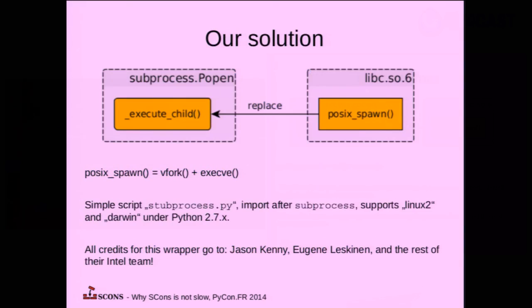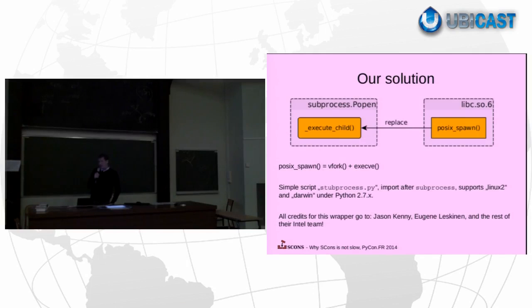What we have currently is a simple script. It's called subprocess.py and was created by some people at Intel. They are working on an SCons extension called Parts. This is Jason Kenny and his team. What the script does is it uses ctypes. It reaches into the shared library, libc.so, and grabs out posix_spawn. With this, it replaces the execute child function in subprocess Popen.